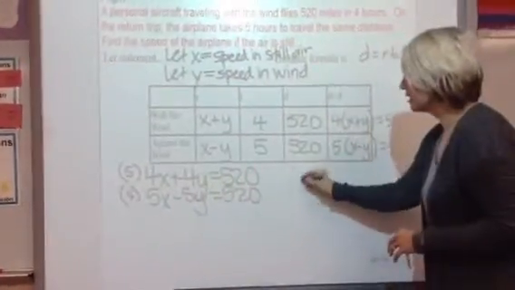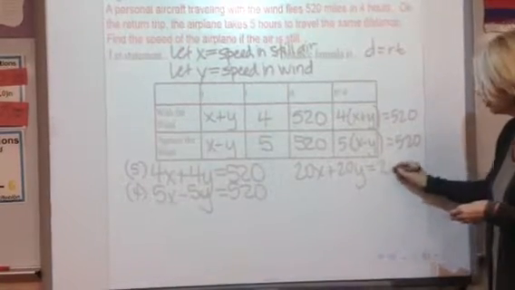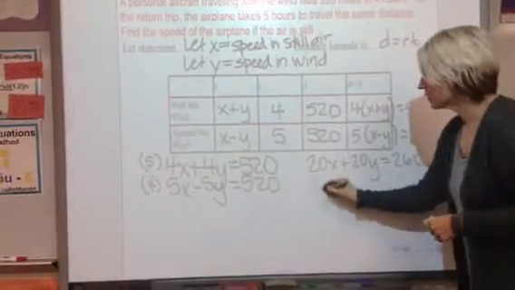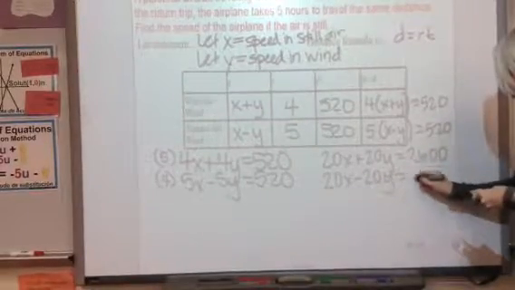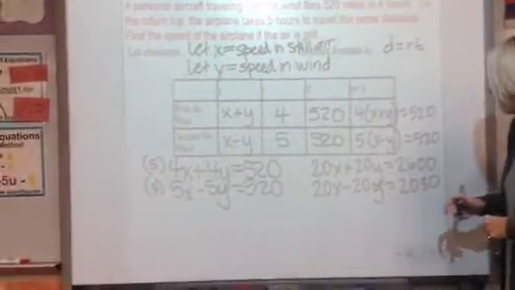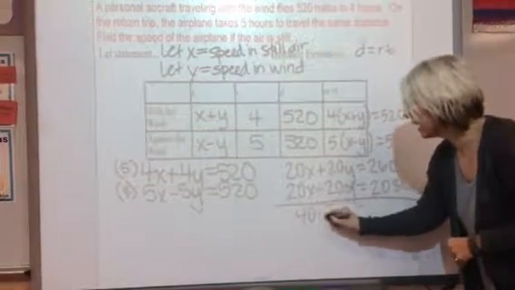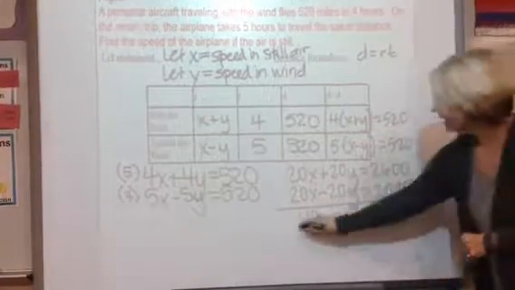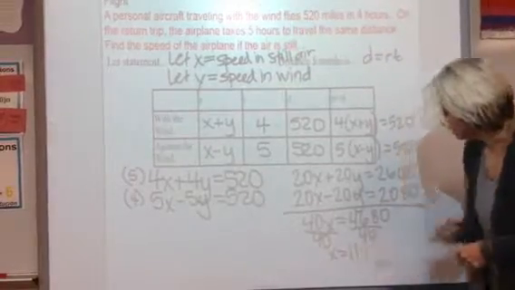So this is going to be 20x plus 20y equals, if you multiply that on your calculator, you get 2,600. You can check it if you want. And then my bottom is going to be 20x minus 20y equals 520 times 4, which is 2,080. And you can double check if you like. Well, I have an opposite relationship, so I'm going to add. So this is 40x equals 4,680. I divide by 40, and I get x equals 117.